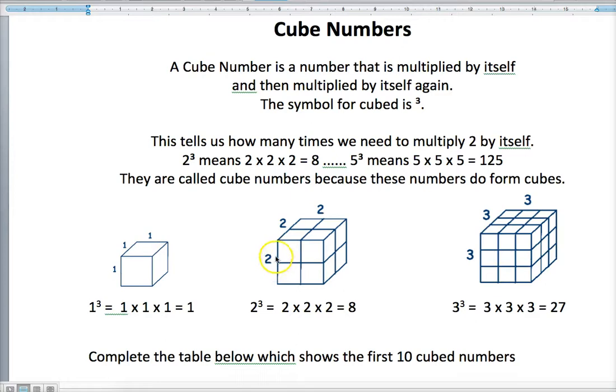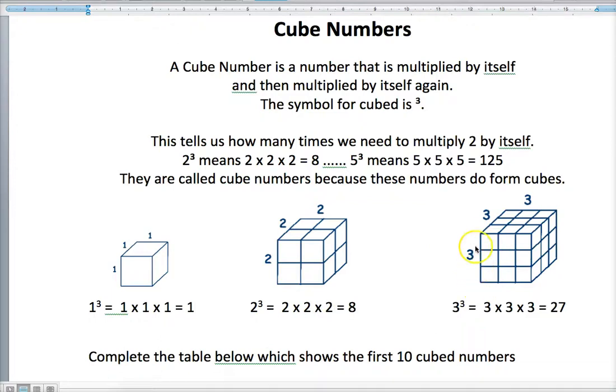Here I've got a cube with side length 2. See, I've got 2 cubes stacked up and 2 cubes stacked backwards. If I counted how many cubes I've got, I'd have 8. But what I can do, instead of counting the cubes, I can go 2 times 2 times 2 is 8. So 2 cubed is 8.